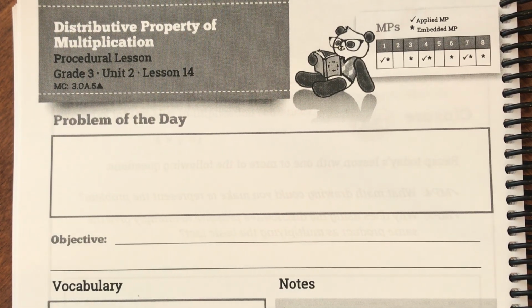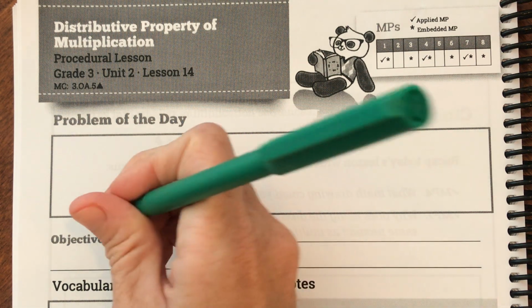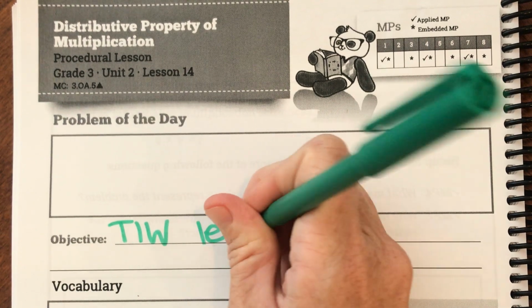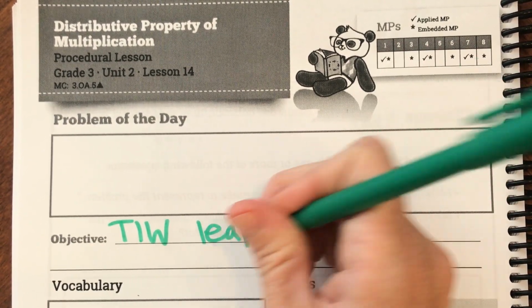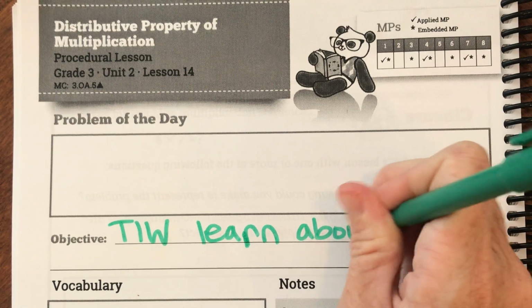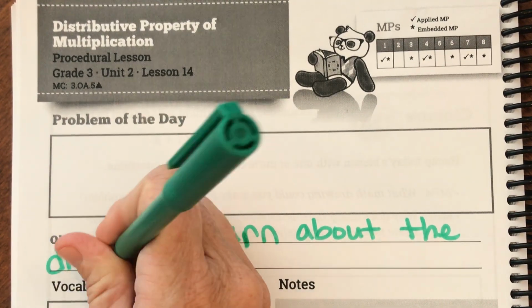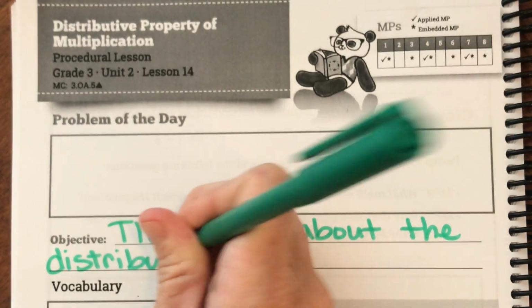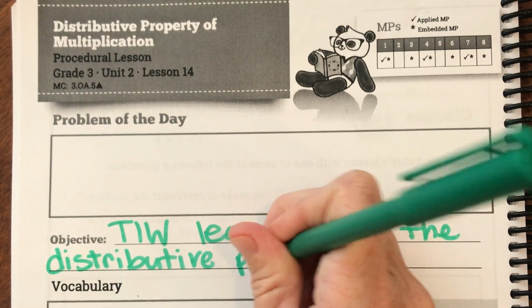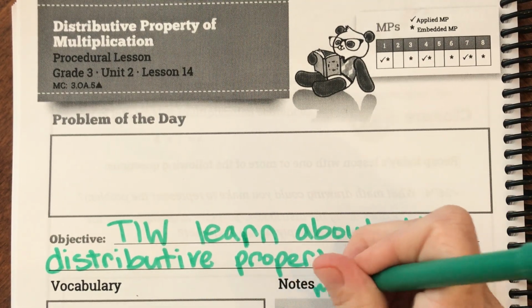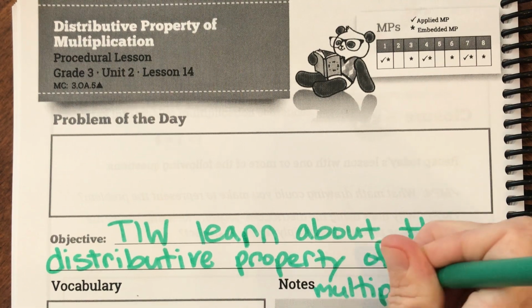Today we are on page 163 of your student journal, page 163. And our objective today is, I will learn about the distributive property of multiplication.